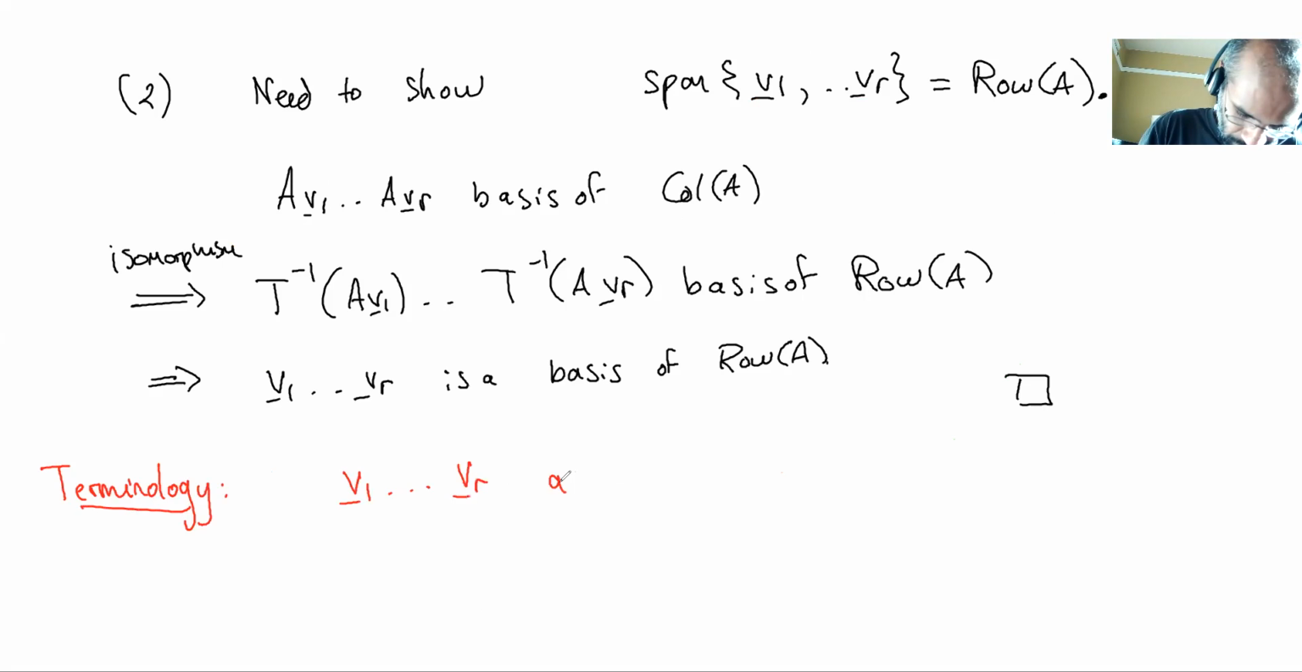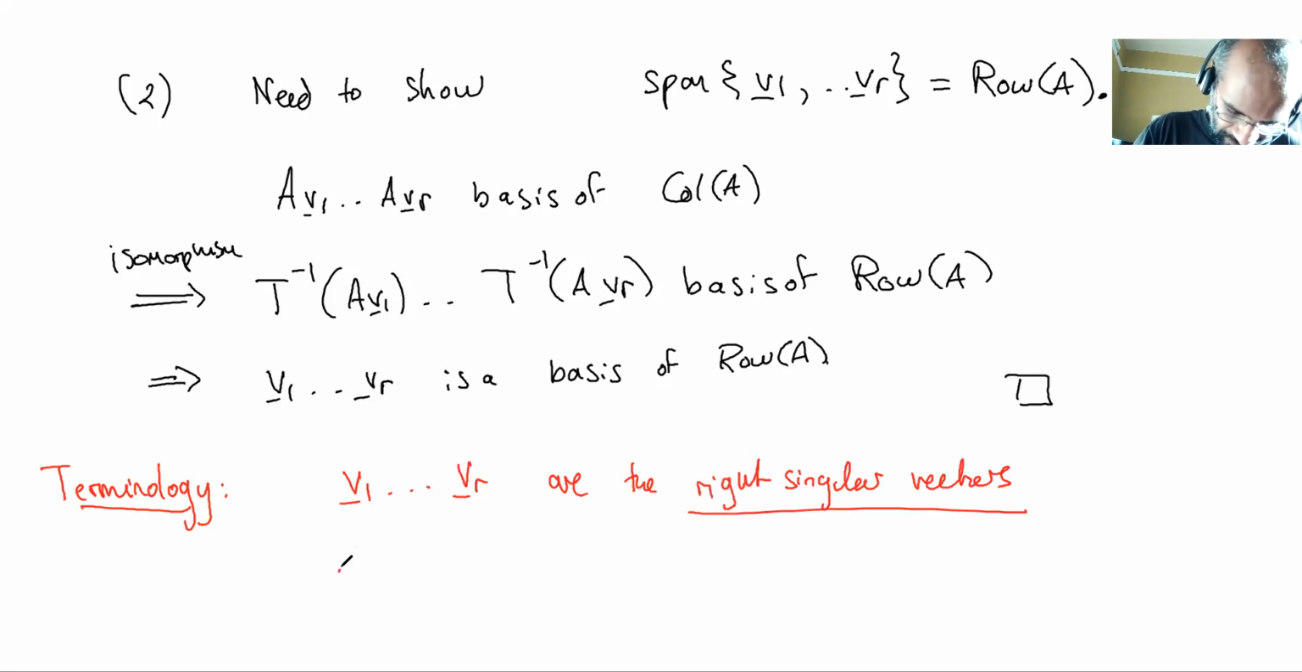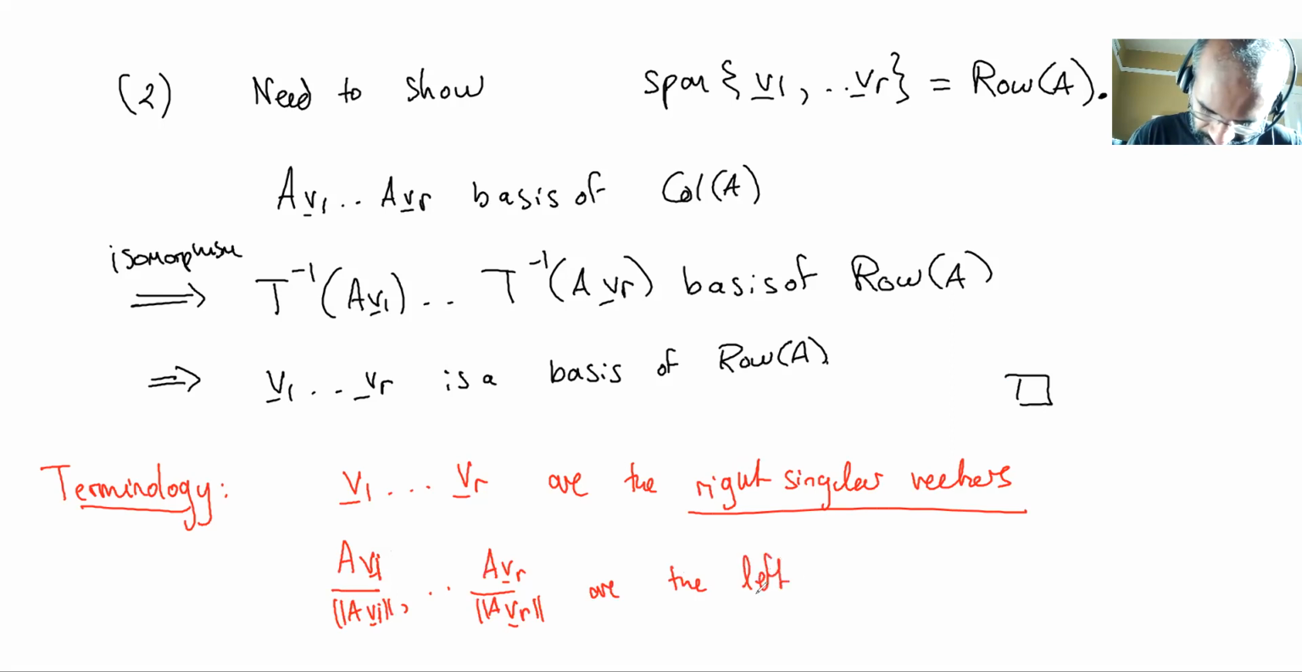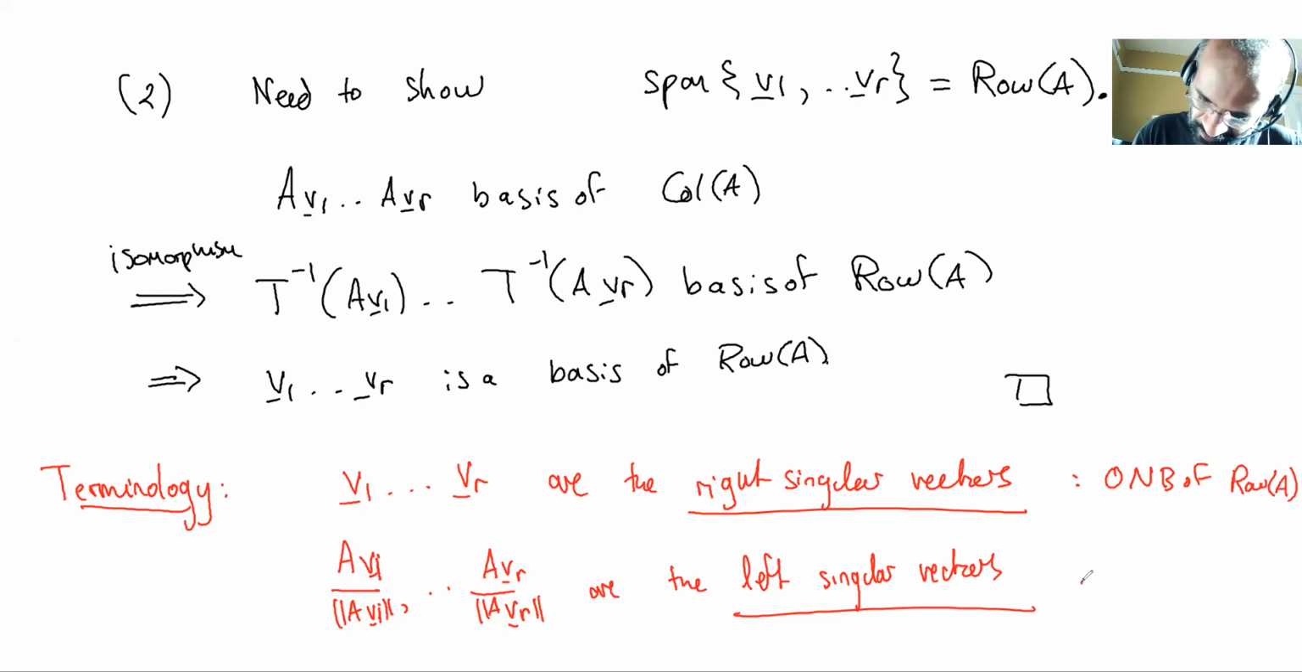V1 through VR are the left singular vectors. Sorry, are the right singular vectors. And then if you look at AV1 and you normalize them, or VR, I guess, those are the left singular vectors. And this is an orthonormal basis of the row space. This is an orthonormal basis of the column space.